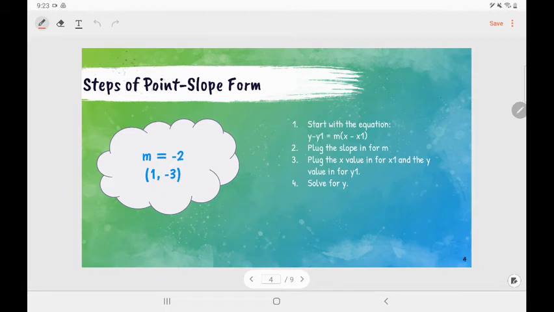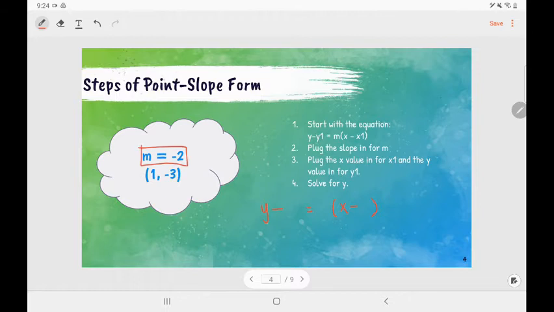So let's go ahead and try doing this. The steps of point-slope form are as follows. I'm going to start with the equation y minus y1 equals m times x minus x1. Remember on that last slide where I had those things highlighted, I'm going to leave those spots blank. I bet I can figure out what y1 is, I can figure out what m is, and I can figure out what x1 is. So we're going to go ahead and plug in those blank spots.